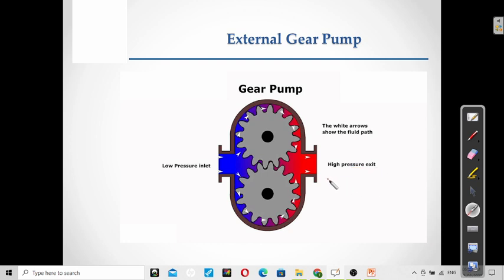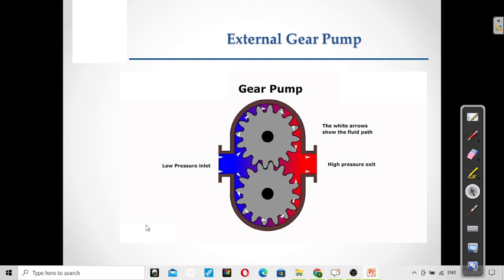The output of this high pressure oil will be connected to a control valve or relief valve like that. Then that will be connected to the piston according to our applications. Here you can see some white arrows inside this bearing. See here, this arrow indicates the fluid path. The fluid will flow from here to here likewise.